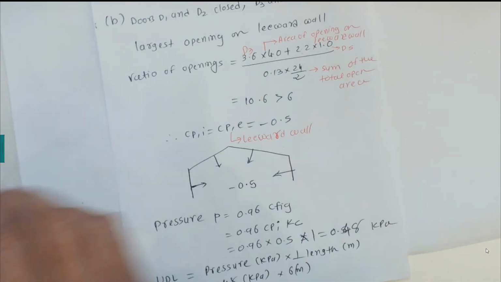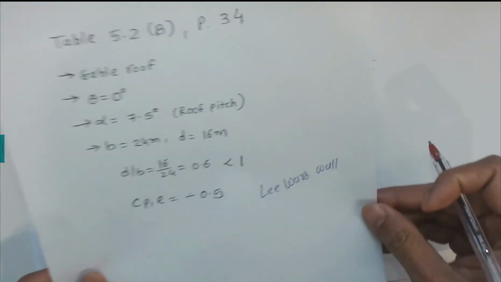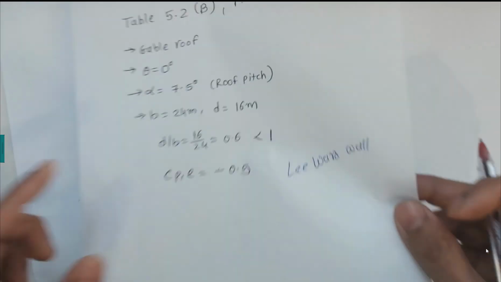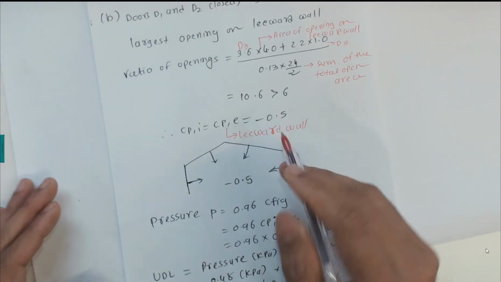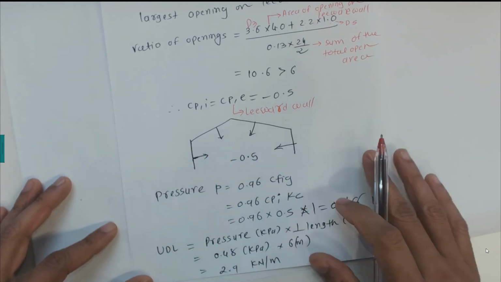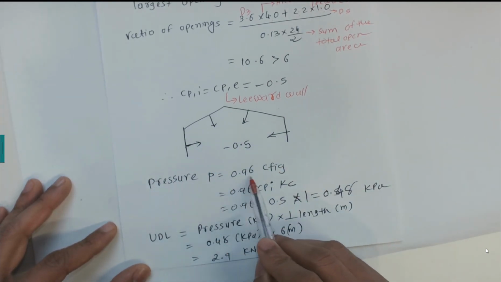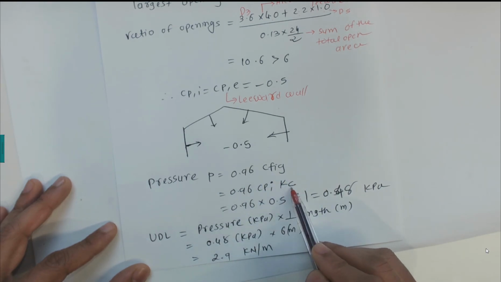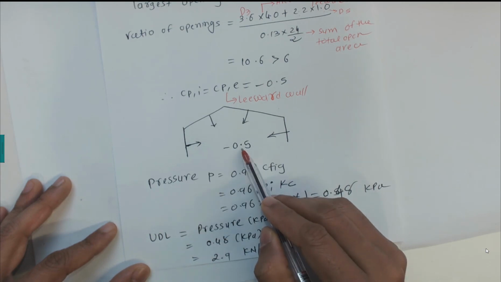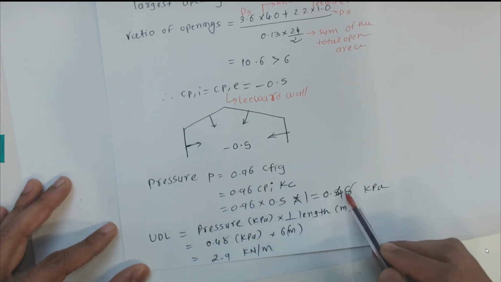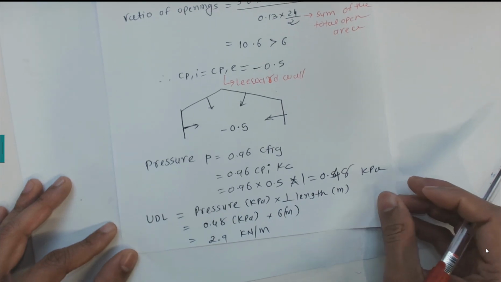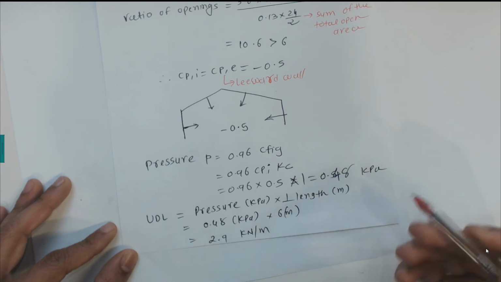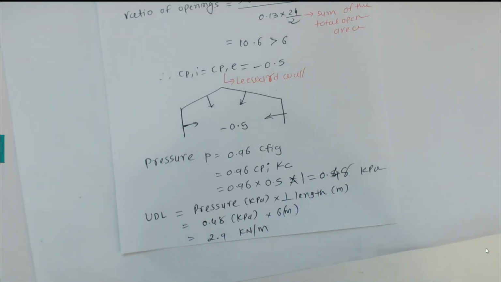Leeward walls we already calculated for this external pressure coefficient, and we calculated minus 0.5. So I substitute CPE equal to minus 0.5. That's shown for internal pressures, and the equation for pressure is 0.96 times aerodynamic shape factors. Substitute the aerodynamic shape factor CPI KC, 0.96 times 0.5 times 1 gives us 0.48 kilopascals, and the UDL load again is 0.48 kilopascals times the perpendicular length, which is 2.9 kilonewtons per meter. Thank you very much.